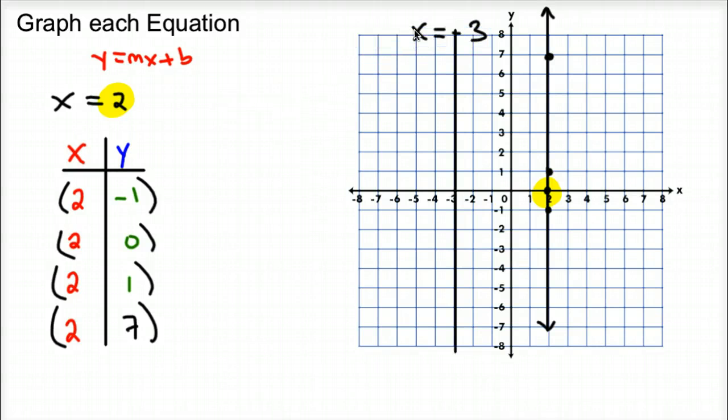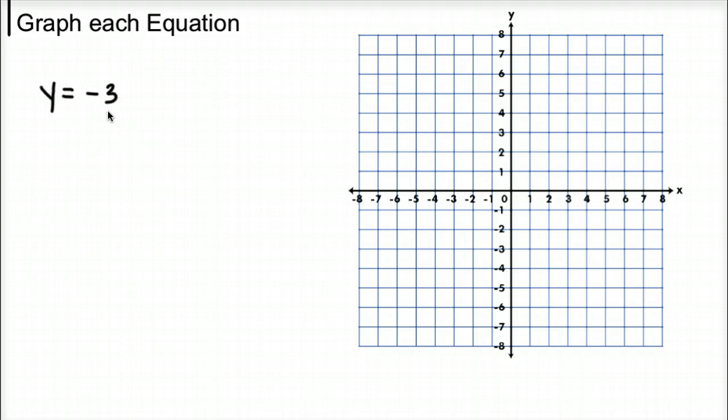Okay, so this x equals 2 corresponds to this. And again, x equals whatever, x equals any number, is just a vertical line going through that x value. Well, the opposite of a vertical line is the horizontal line. So in this equation we have y equals -3. So the opposite of x equals something is kind of going to be y equals something. So let's take a look at our graph here. So this is saying no matter what, y is going to equal -3.